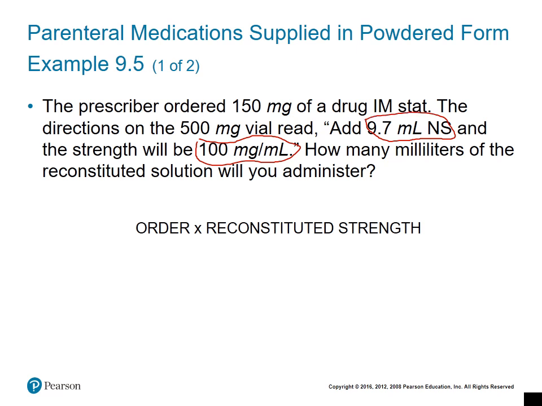normal saline. So your equation or your process doesn't really change. You just have to do the reconstitution and then multiply. So you have your order like we've been having, and you're still going to take your order and you're going to multiply it by your strength, but now your strength is the reconstituted strength, so after you add the diluent.